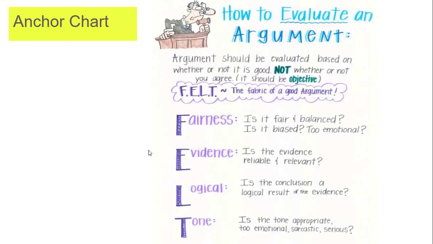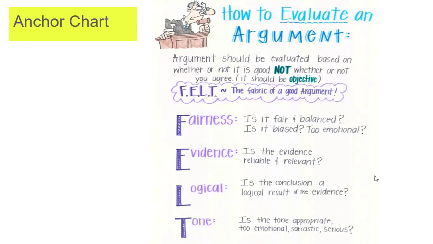Let us look at this anchor chart, which supports our lesson RI 6.8, evaluating argument. How to evaluate an argument? An argument should be evaluated based on whether or not it is good, not whether or not you agree. It should be objective. We can use this acronym FELT, the fabric of a good argument.